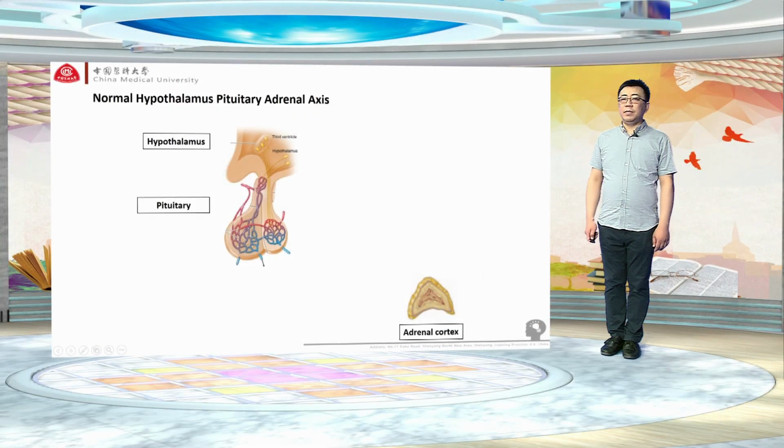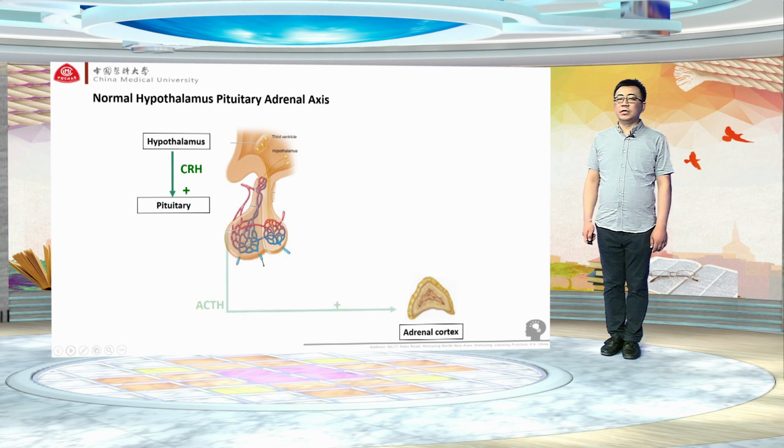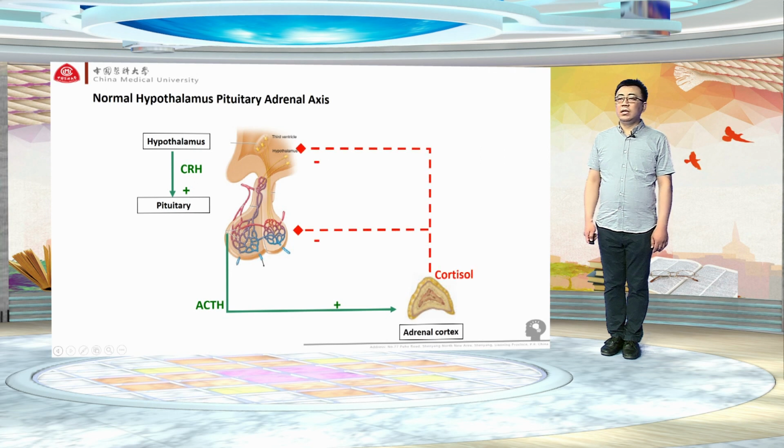And now I will explain to you the classification of Cushing syndrome. You can see this is the normal hypothalamus pituitary regulation. The hypothalamus secretes CRH, which acts on the pituitary and causes the pituitary to secrete ACTH. Then ACTH acts on the adrenal cortex and causes cortisol secretion. When the cortisol is enough, it tells the hypothalamus and the pituitary to inhibit the secretion of CRH as well as ACTH, and we call this regulation negative feedback.